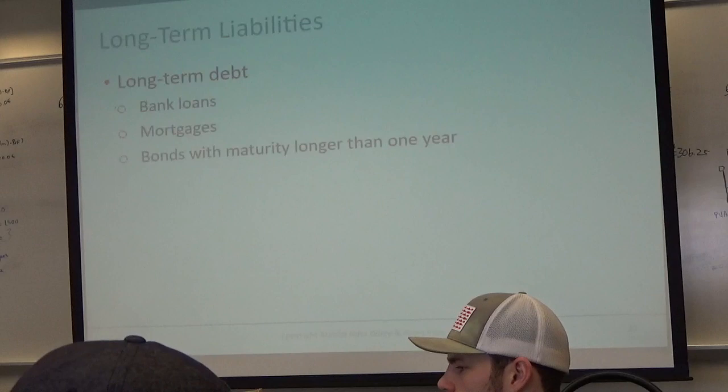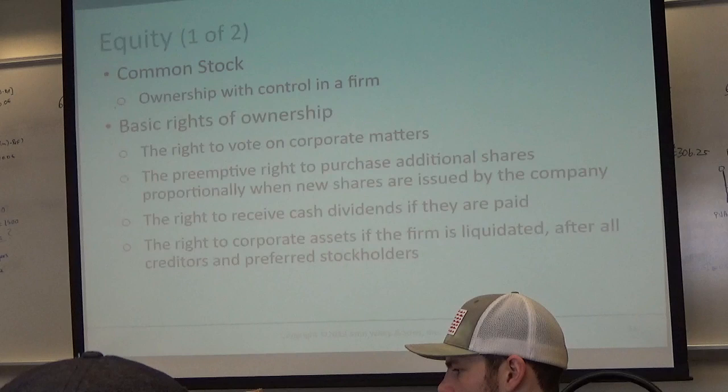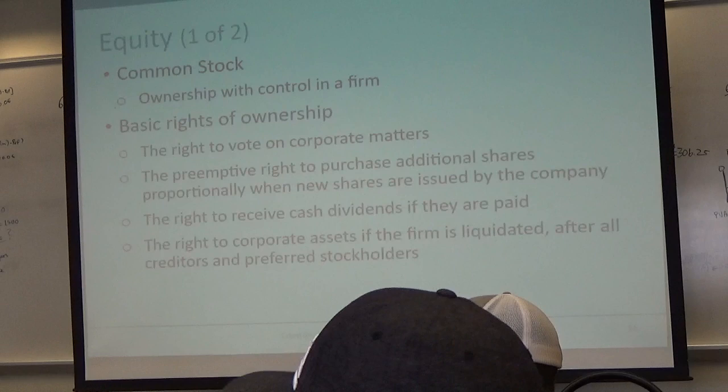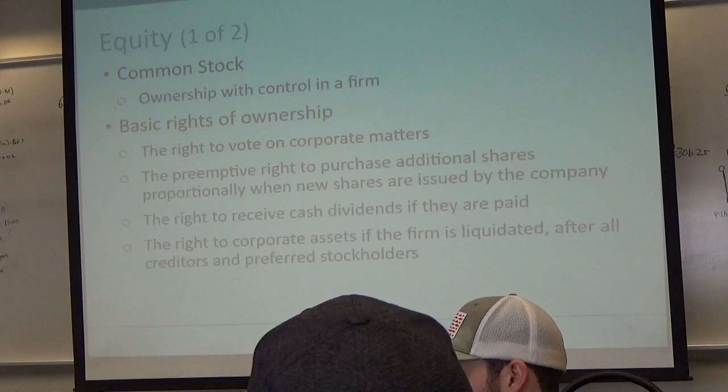And then equity consists of common stock, which is ownership with control in the firm, as well as basic rights of ownership: the right to vote on corporate matters, the preemptive right to purchase additional shares proportionally when new shares are issued by the company, and the right to receive cash dividends if they are paid. There is also the right to corporate assets if the firm is liquidated, after all creditors and preferred stockholders.